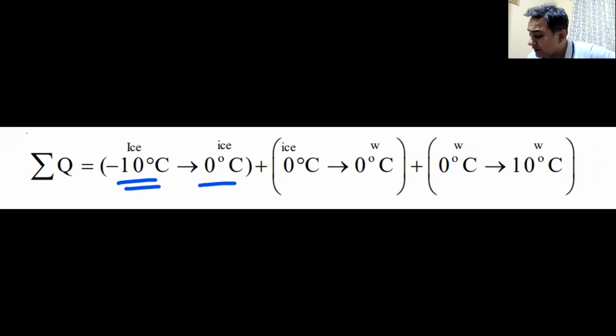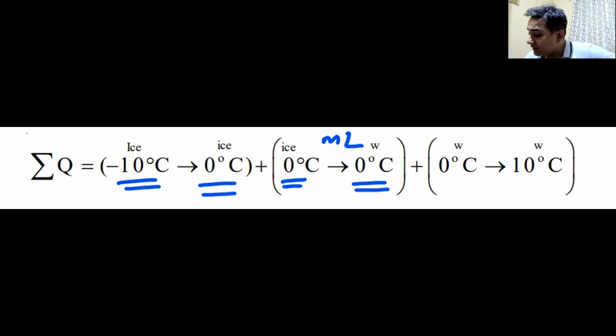First of all, I will take it to 0 degrees Celsius: m into s into delta theta. s is the specific heat of ice, remember that. Then I have ice at 0 degrees Celsius. I will convert it into water at 0 degrees Celsius: m into L. Latent heat of melting of ice is 80 calories per gram.